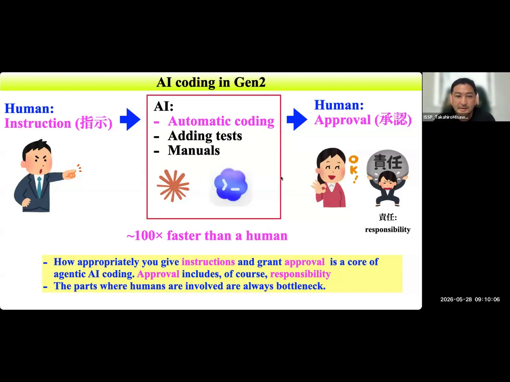And in the last part, after the implementation, the most important part is approval. We should approve the result of AI. And that approval, of course, includes responsibility. We humans should be responsible for the result generated by AI. That is the most difficult part, I think. But the speed of AI coding is very fast, so how to use it is a very important task.